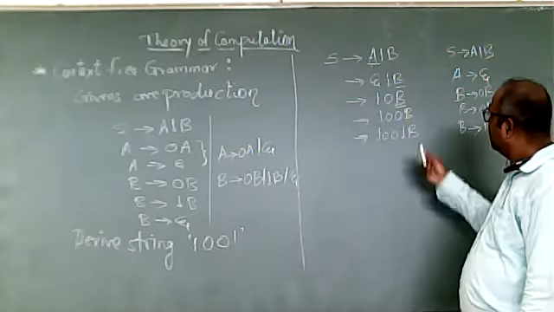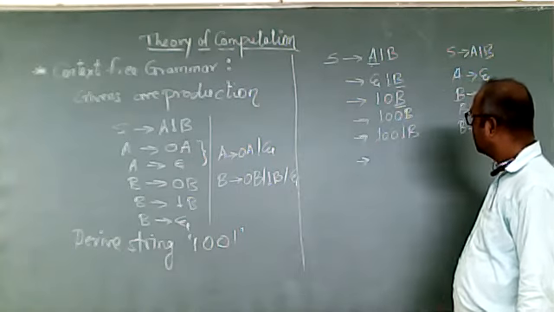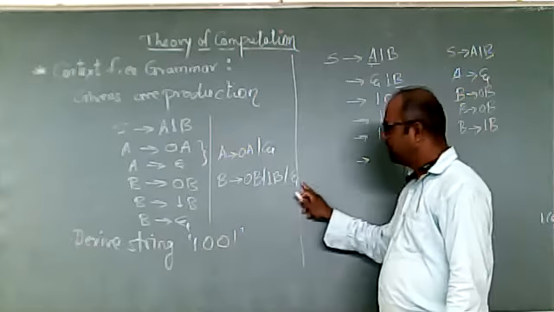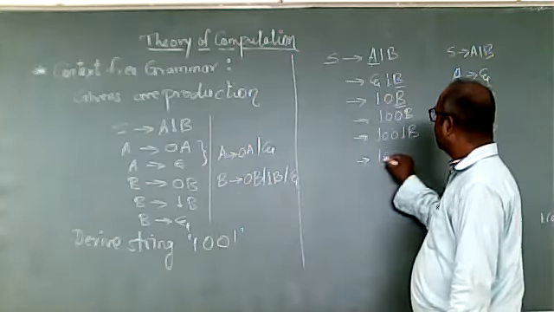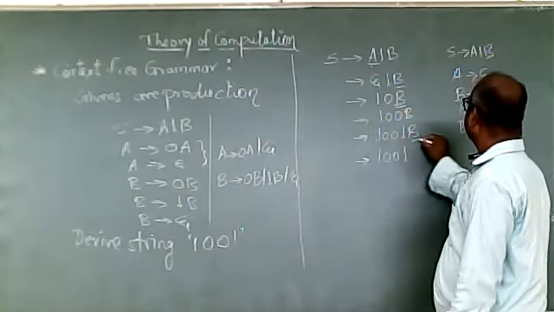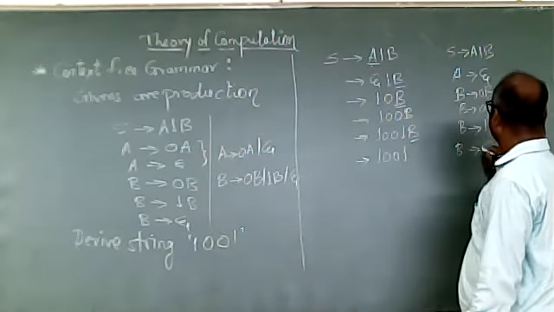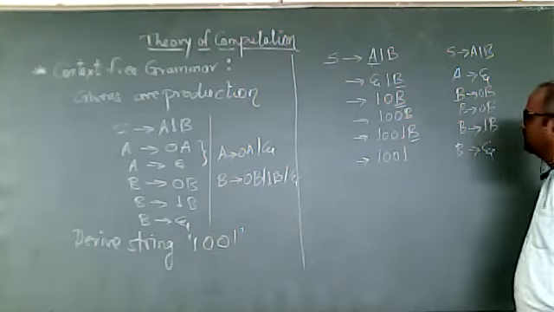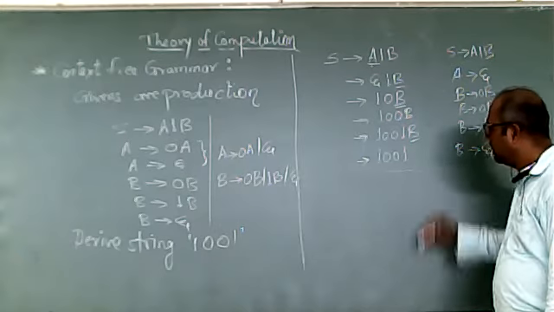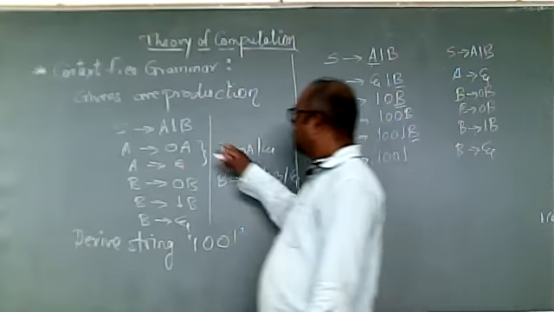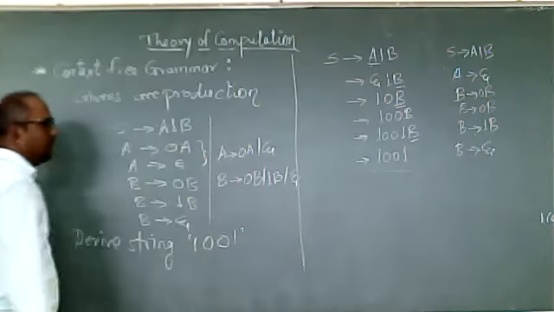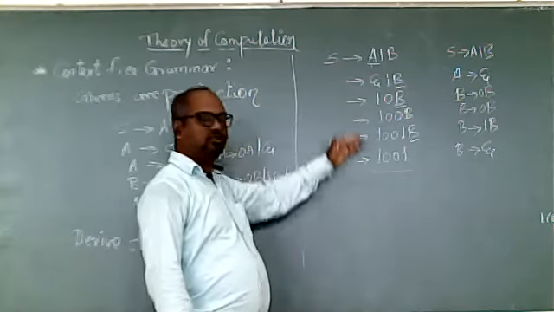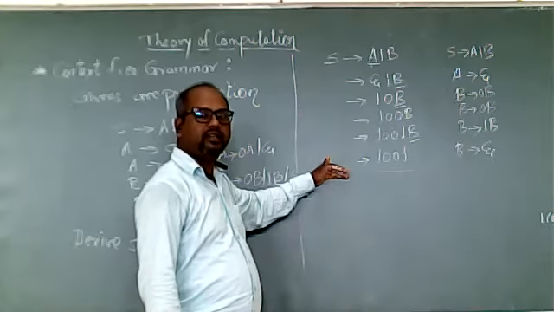Okay. Now this B, I don't want this B. Is there any production of B with the help of which I can reduce this B? B tends to epsilon. Yes. So 1001, and this B I will reduce with the help of epsilon. This production I have used. So I derived the string 1001 with the help of these productions. This is called a sentential form.